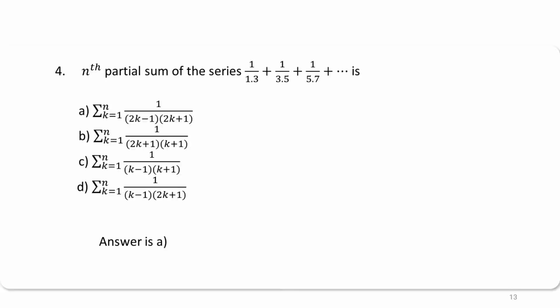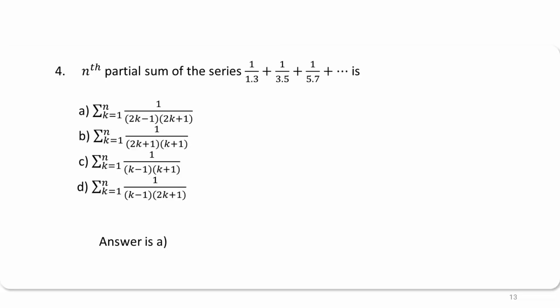When we apply the formula, the nth term Tn is equal to a plus (n minus 1) into d. Here a is equal to 1 and d is equal to 2. Substituting, 1 plus (n minus 1) into 2. Multiplying, 2n minus 2, so 1 plus 2n minus 2 is equal to 2n minus 2 plus 1, which is 2n minus 1. It is the first term: 1 divided by 2n minus 1.